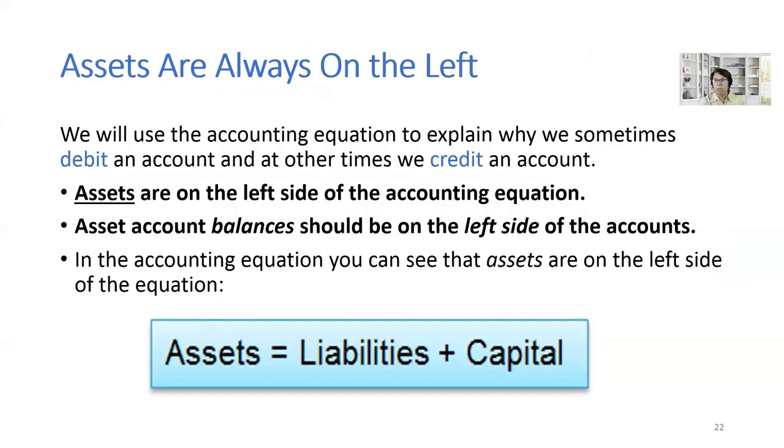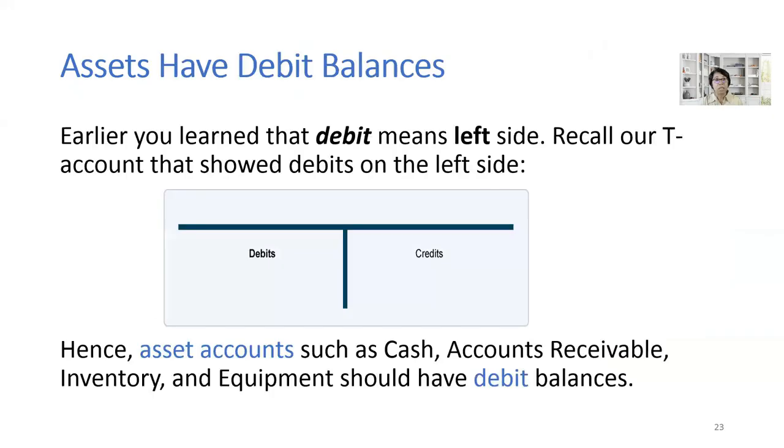So I told you assets are always on the left because they're on the left side of the equation, right? And so what kind of balance do they have? What means left? They have a debit balance. So this says assets have debit balances. So earlier you learned debit means left. Hence an asset account, such as, what does asset mean? Something you own, like cash, accounts receivable, inventory, equipment, they should have debit balances, okay?